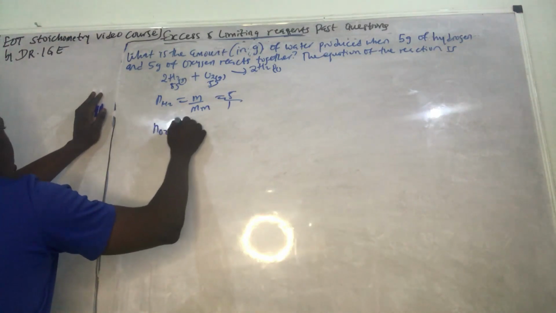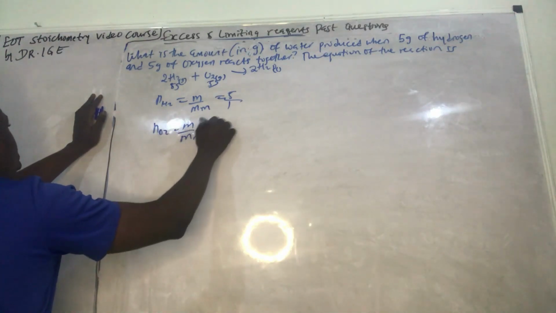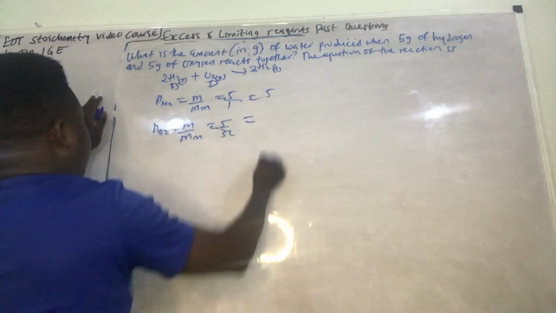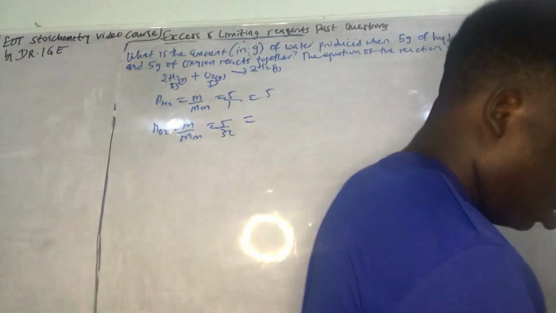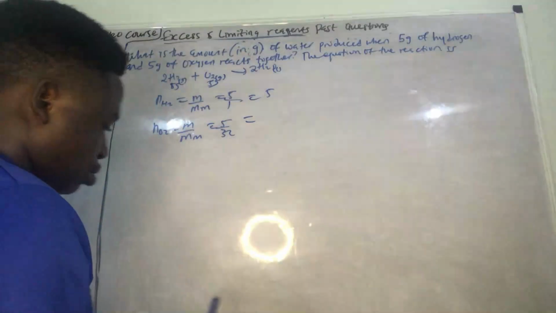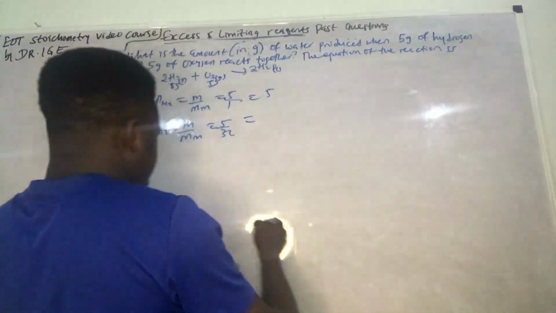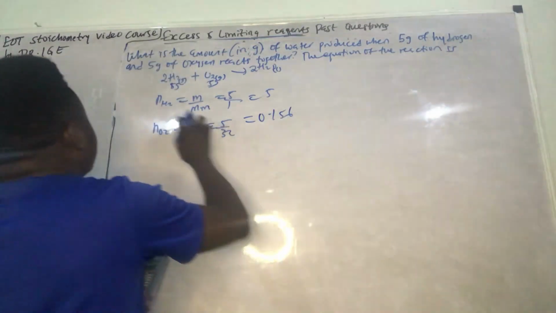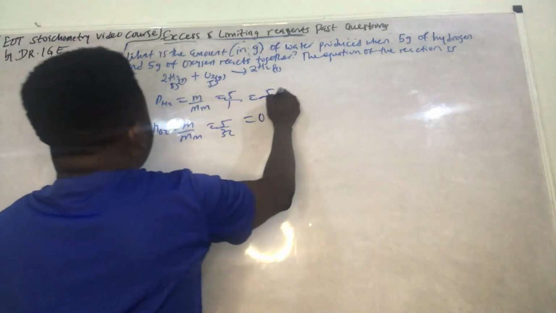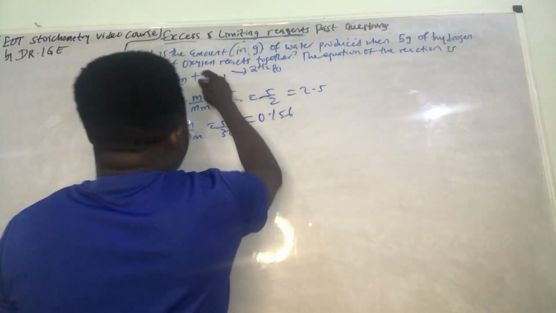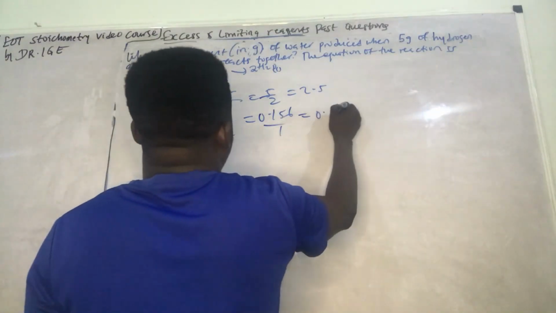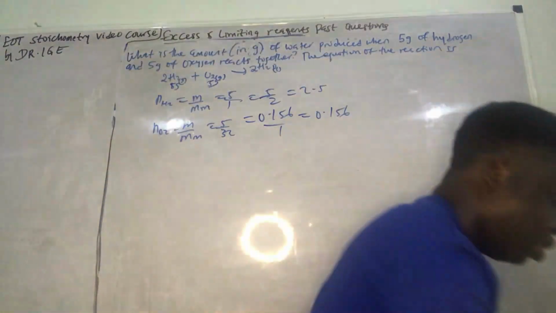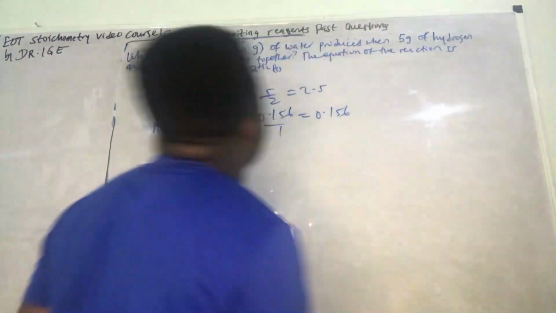For oxygen, mass over molar mass, which is equal to what? 5 over 32. 5 divided by 32 is 0.156. But hydrogen here is 2, so divide this one by 2. That's 2.5. So that's 1 divided by 1. 0.156. So it means oxygen is what? The limiting reagent. Oxygen is the limiting reagent.